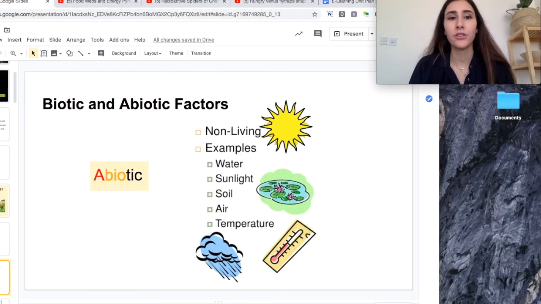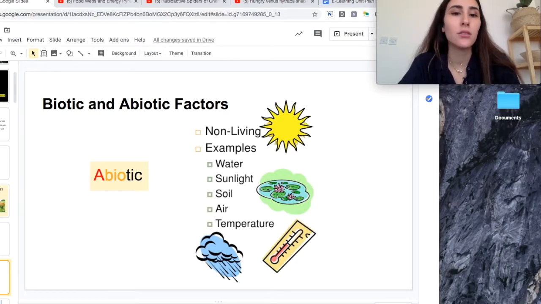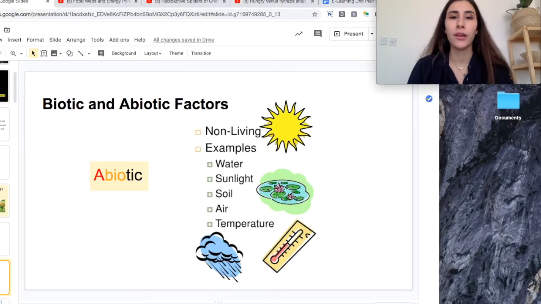Abiotic factors, that A at the front there means non, okay? So abiotic, non-living factors. This would include things like water, sunlight, soil, air, temperature, any non-living thing or component that is found in the environment that an organism lives in.